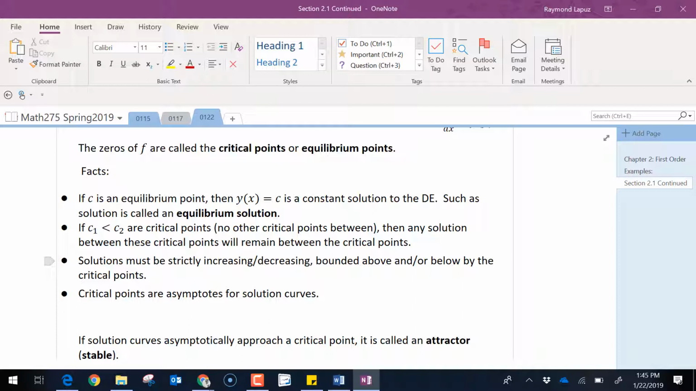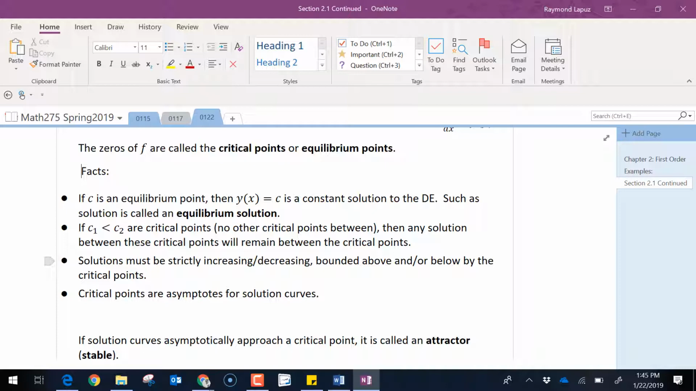And solutions must be strictly increasing or decreasing, because remember, we're following these things from left to right. So if we follow from left to right, your graph is going to come from either an equilibrium point or infinity. It's going to come from there, and it's going to reach an equilibrium point or go off to infinity. Solutions must be strictly increasing or strictly decreasing.